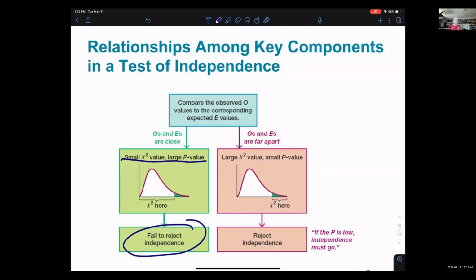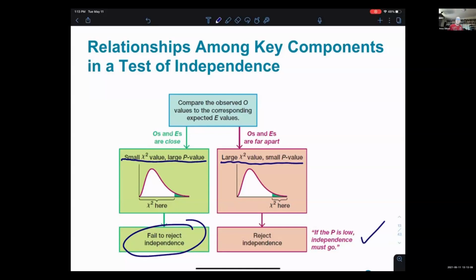Whereas in the other direction, if they are independent and there's not much of a change from the expectations, and when you make observations you see a very large difference from that expectation, that will lead to a large chi-squared value. That would be very unlikely to have occurred just by random chance. So the p-value will end up being lower.